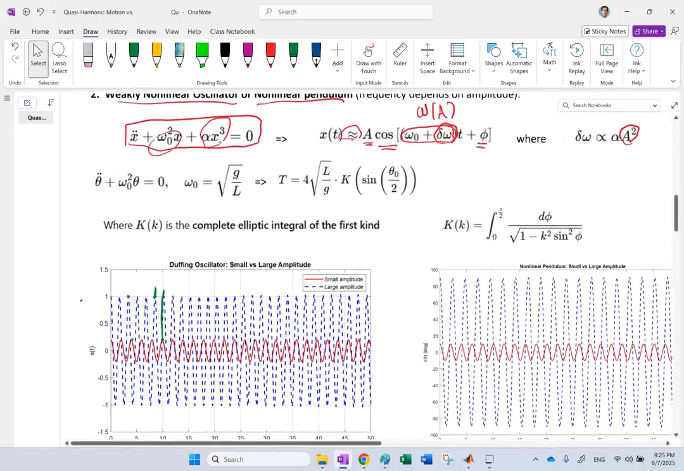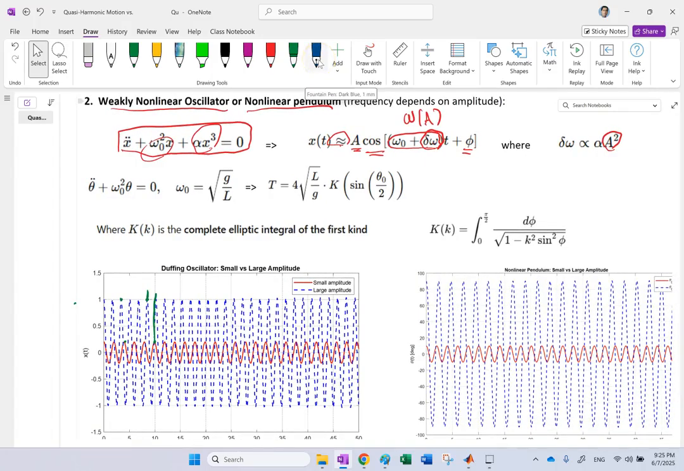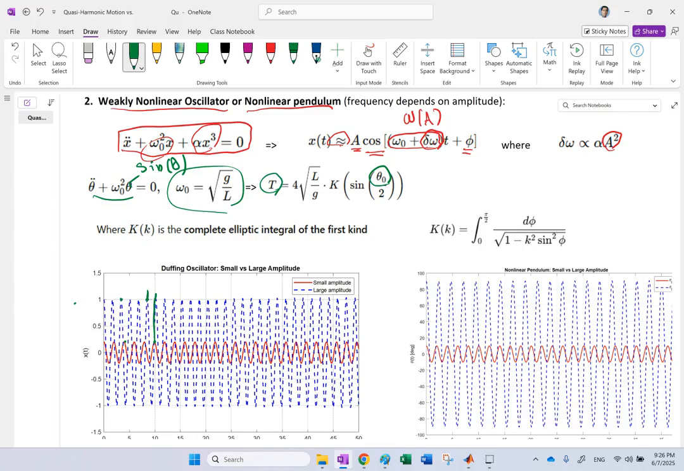The same thing happens for a nonlinear pendulum. For a linear pendulum, as you know, the natural frequency is square root of g over L. But if theta becomes sine of theta and it becomes a nonlinear pendulum, then if you release the pendulum from initial angle theta naught with zero velocity, the period of the oscillation is not going to be constant. It is going to depend on the initial condition or the amplitude.